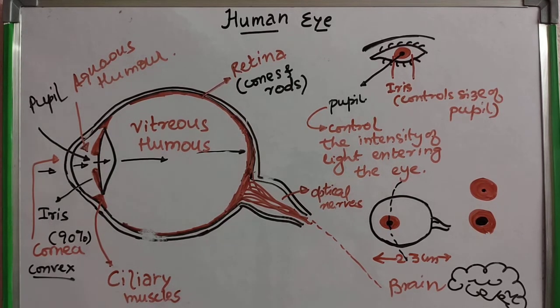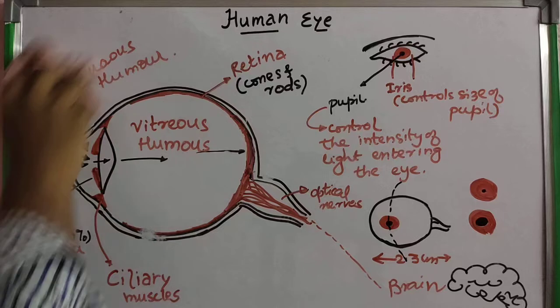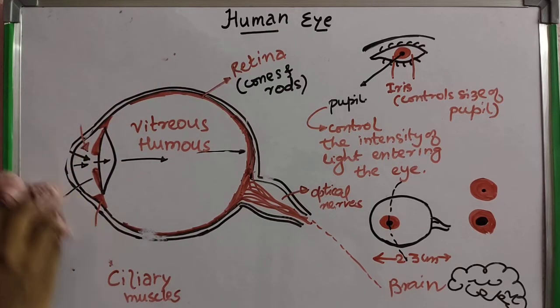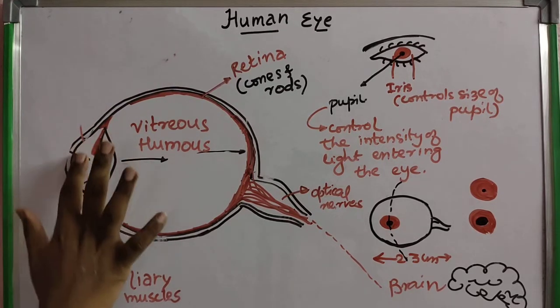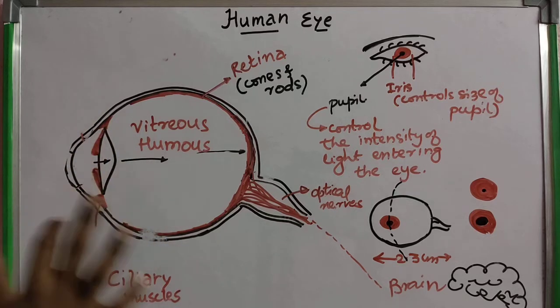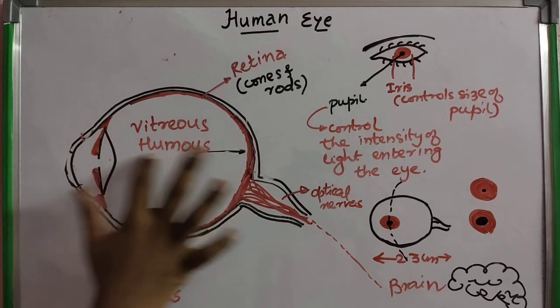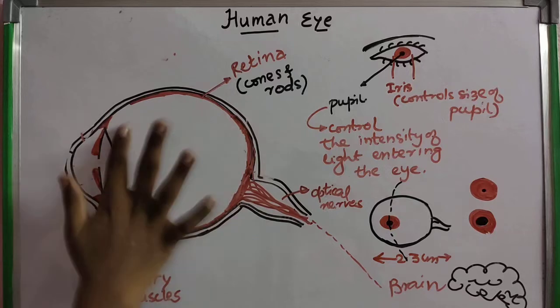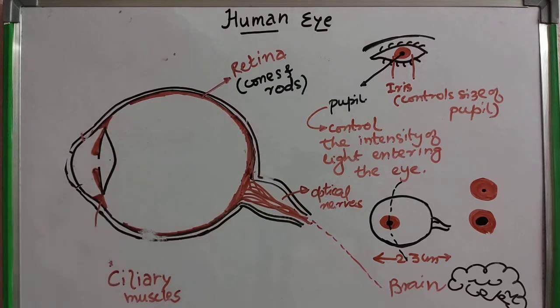So let's see what our ciliary muscles do. Let me draw it with the example of light rays, then you will understand how the ciliary muscles work. For now I am rubbing the vitreous humor.